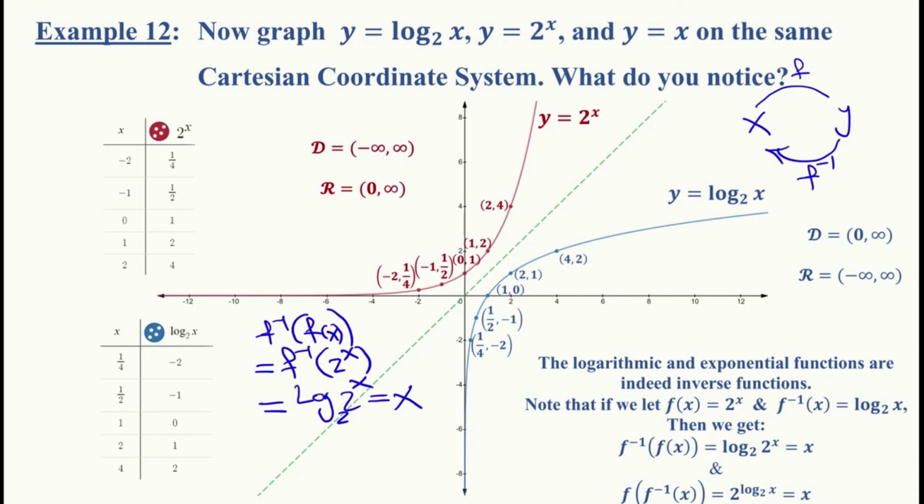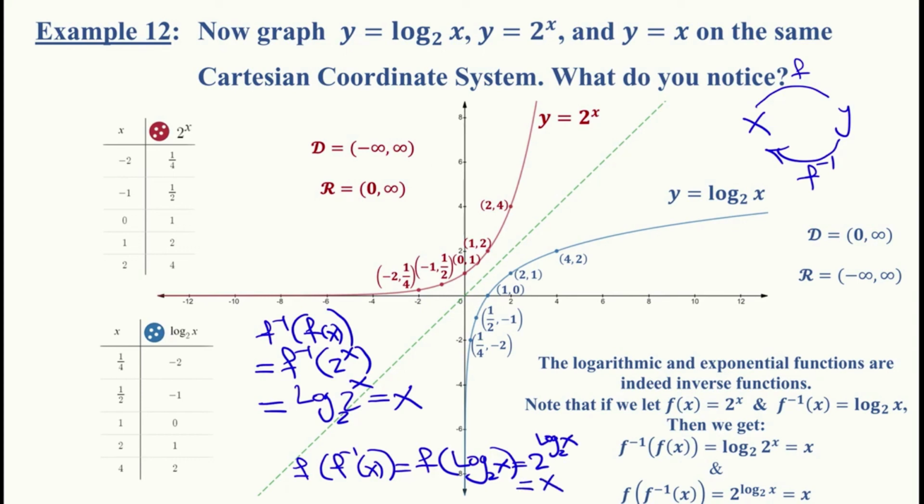Or if you go the other way around, you have f of f inverse of x. That means f of, okay, what is f inverse of x? Log base 2 of x. Now apply the action of f. What does f do? You feed f something, it raises 2 to the power of that something. So it's going to do the same with this input. It's going to take 2 and raise it to the power of log base 2 of x. Recognize this from the previous screen.